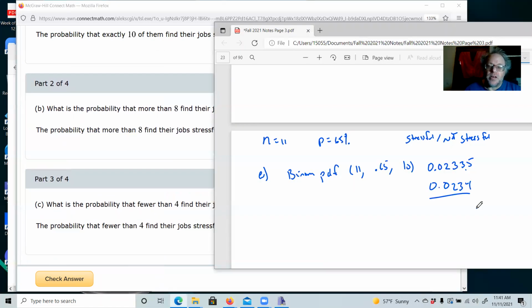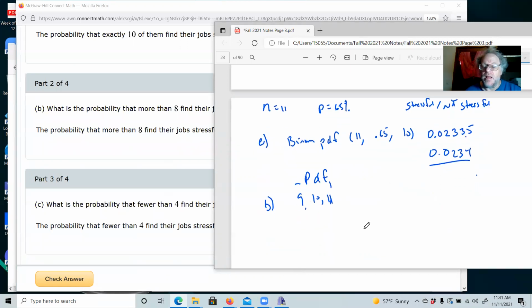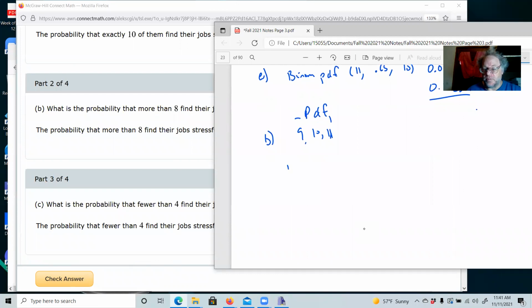Part B: more than 8. What numbers are more than 8? 9 is more than 8, so we want 9, 10, or 11. Now we could do a binomial PDF on each one of these and then add them up, and that would be fine. But what we're going to do is binom CDF. And this is the hardest one. They want more than 8.